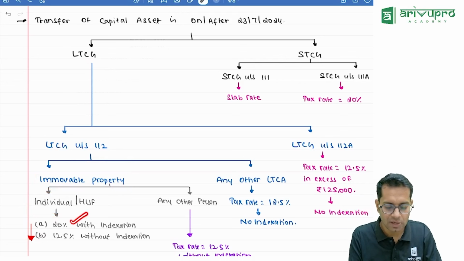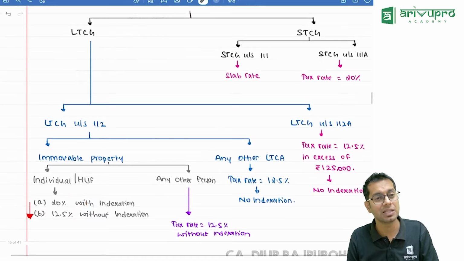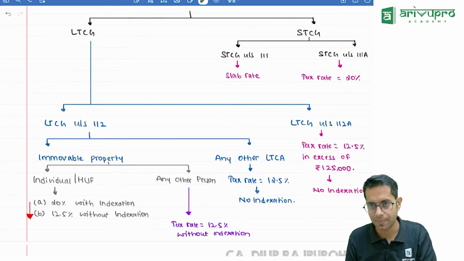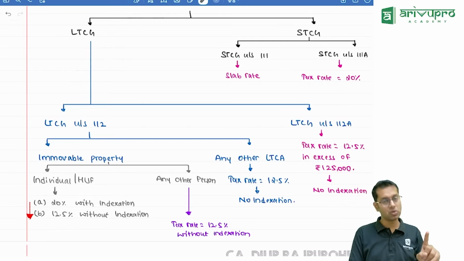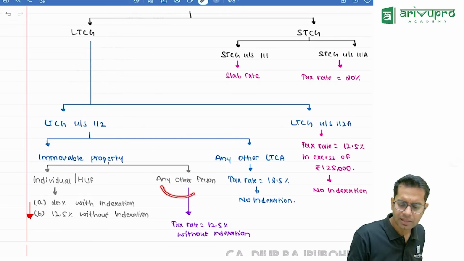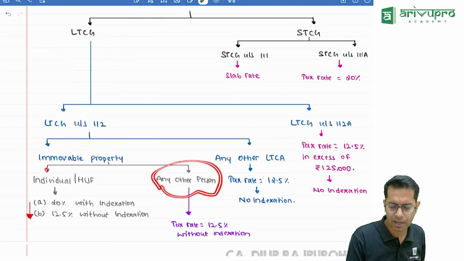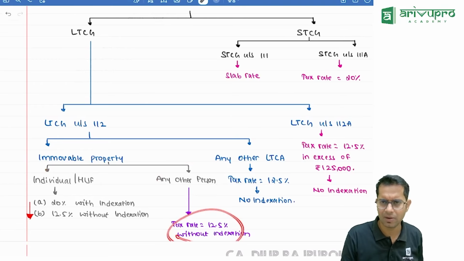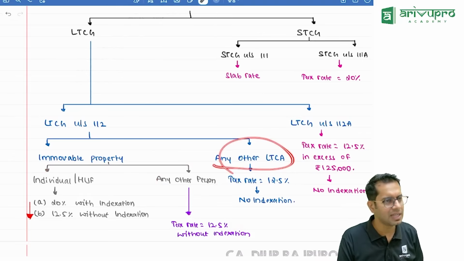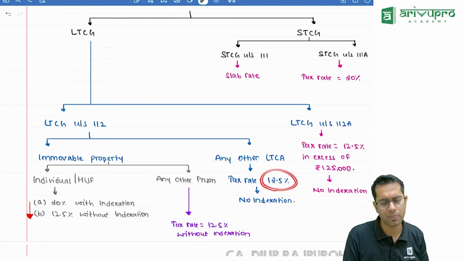So then we will take 20% with indexation and 12.5% without indexation. So read the question very clearly, whether they are asking you to find the capital gain amount or the tax liability. If they are asking for the tax amount, then you should find it with and without indexation, both. If you are not an individual or HUF, then for you it will be normal, 12.5% without indexation. And if it is any other long-term capital asset, the same 12.5% applies and no indexation benefit will be given.